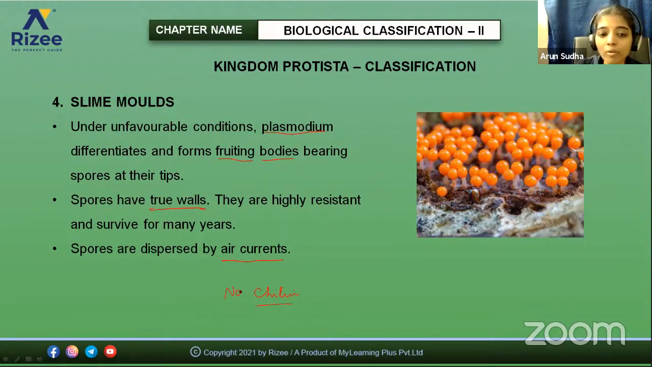Also, the mode of nutrition is different: here they show ingestion of food like an animal, but fungi show absorption as the mode of nutrition. So in some factors they differ from fungi, but some characters are similar to those of fungi. Because they have the ingestion mode of food and no chitin in the cell wall, they are included under slime molds. These are the main features of slime molds. They are also called the false fungi.